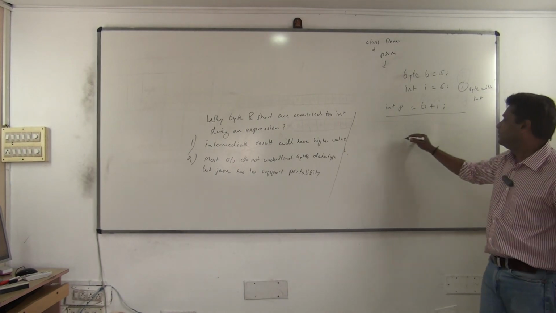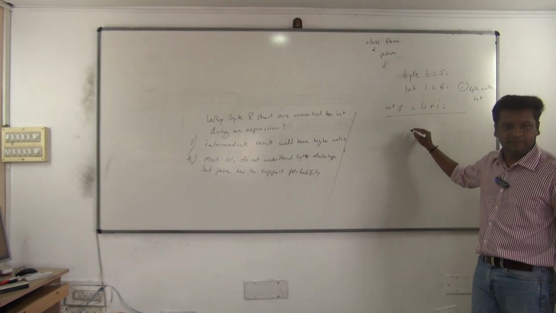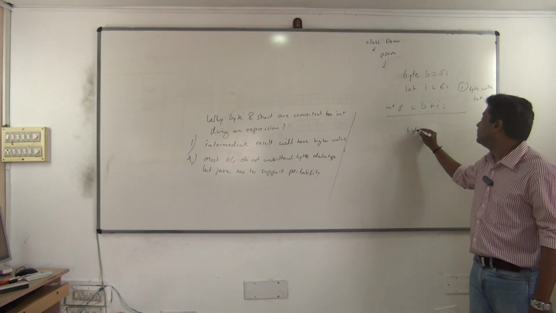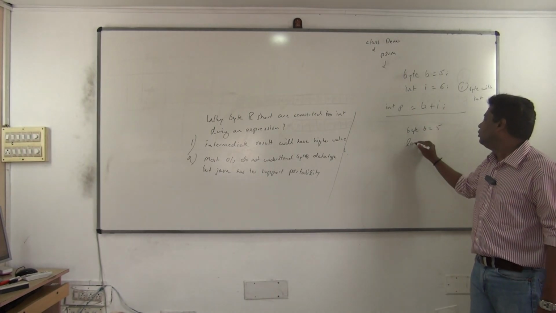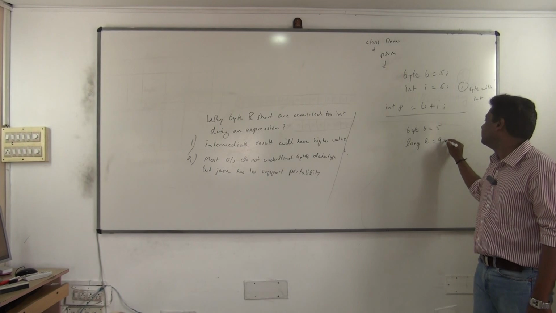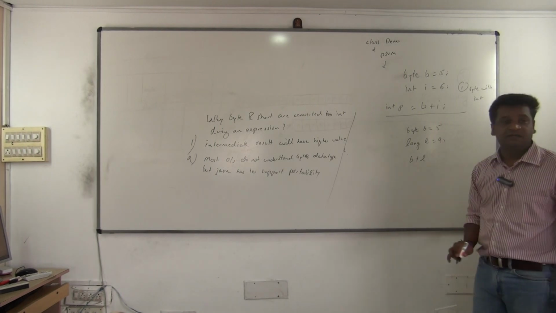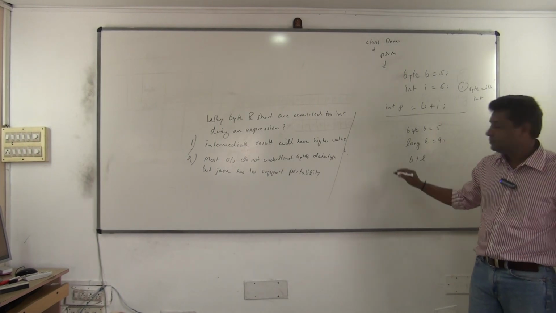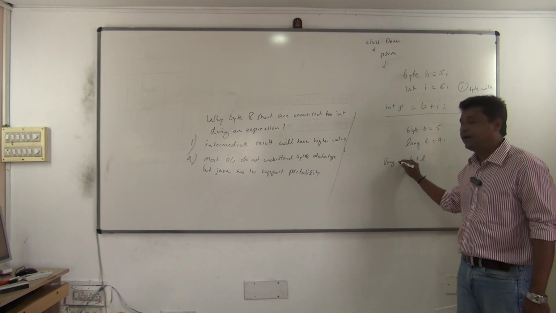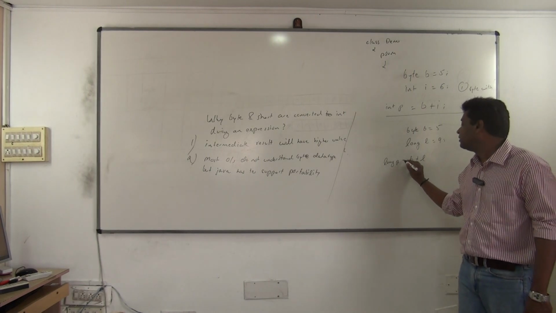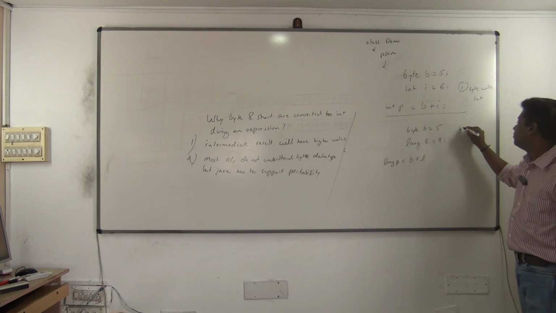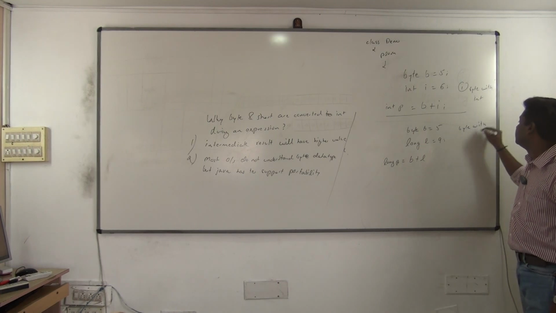Now we'll see one more example: byte with long. Byte B is equal to 5, long L is equal to 9. B plus L, what is the result? Long. So the result is at minimum int, or to the higher side. Long P. So this is byte with long.